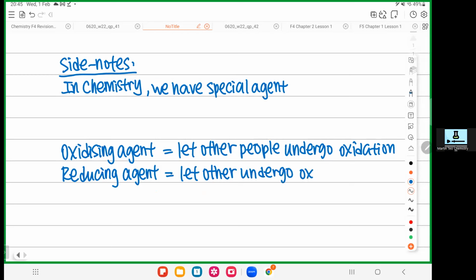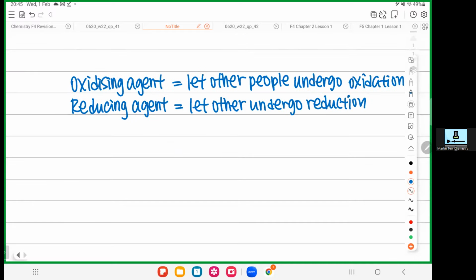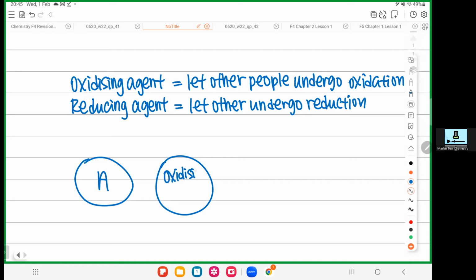Okay, what do I mean? Everyone take a look at this. Today, this is substance A, or this is me. You mix me with a substance. This substance is called the oxidizing agent.